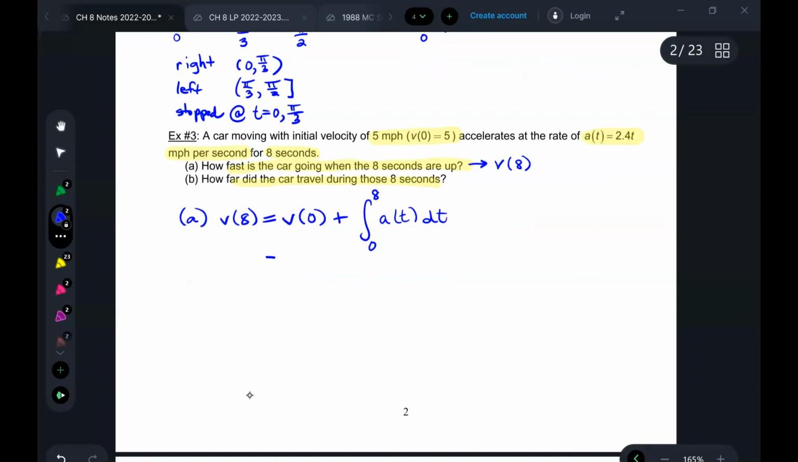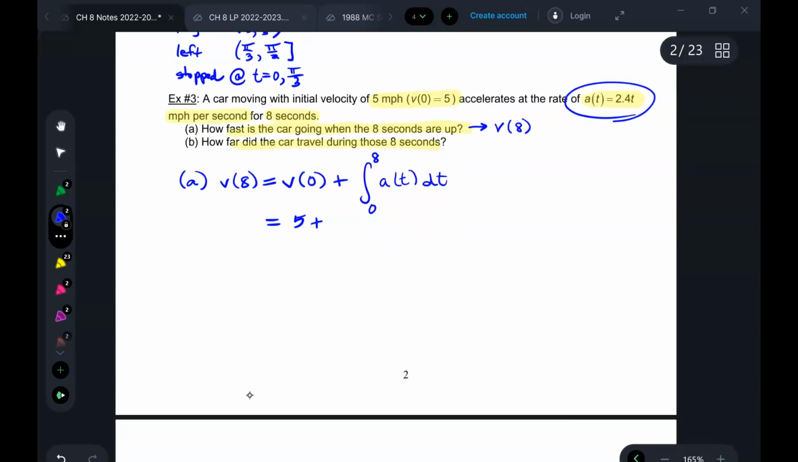So what is that going to be? That's going to be 5 plus 2.4 t squared over 2. So 1.2, what? Are you okay? Oh, I thought you said something. 1.6. Now we want to evaluate this from 0 to 8. Maybe we'll use our calculator. What do we get? 81.8.